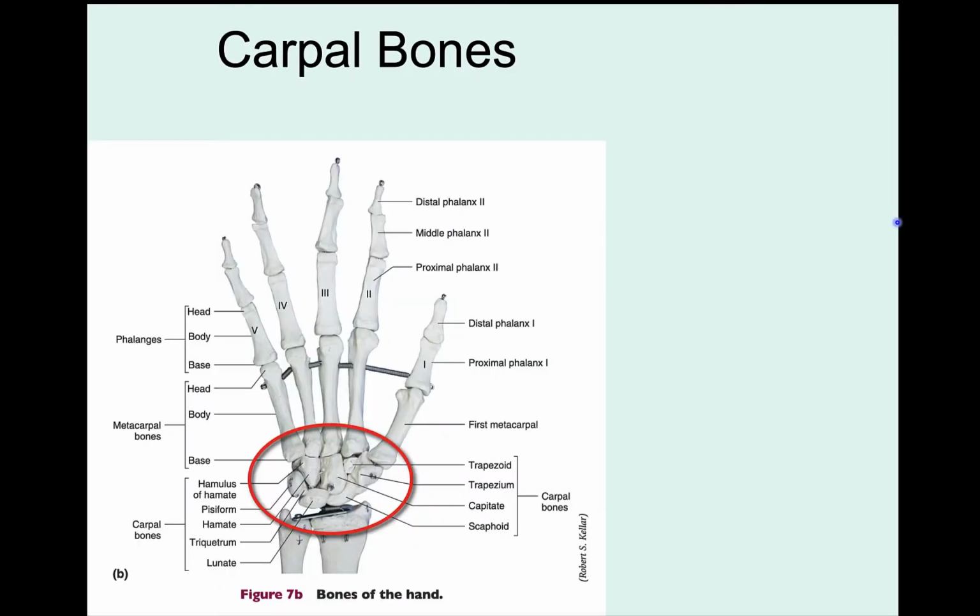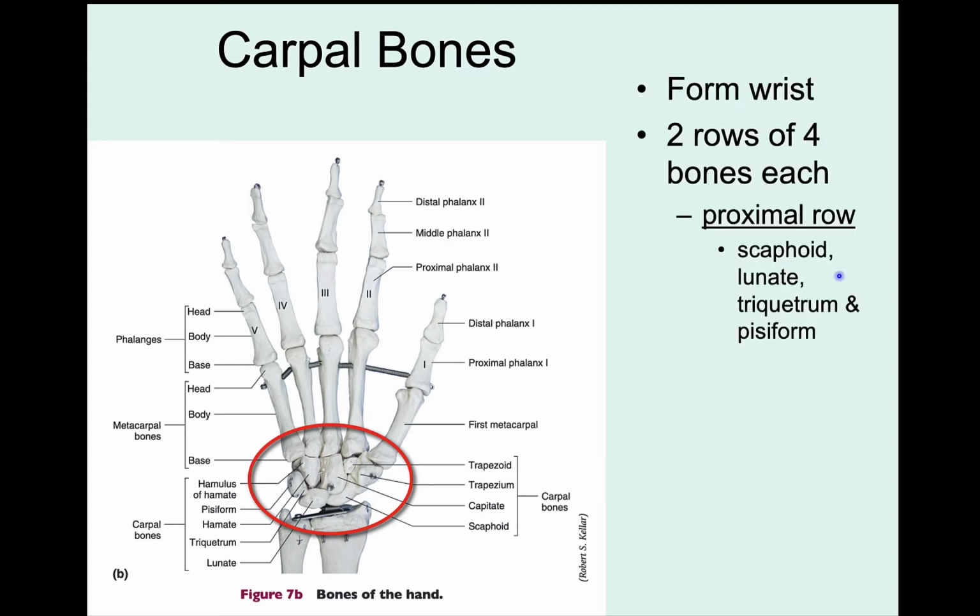Welcome back, everyone. We are gonna look at the carpal bones now. These bones are forming our wrist. They are in 2 rows, each with 4 bones. Looking down here at our diagram, we're going to start with the scaphoid in our proximal row. So we have our scaphoid, then our lunate, which is somewhat moon-shaped.